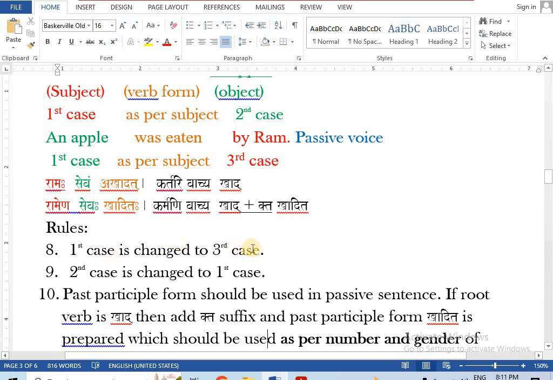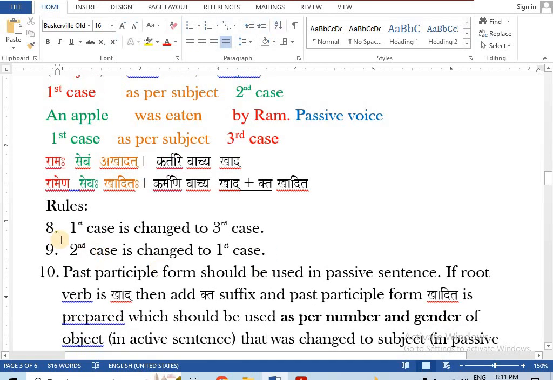See, in this rule, first case changed to third case, second case changed to first case, that we understood. It is for present and future tense. But look at this next rule. Here I wrote the rules as 1, 2, 3, 4, 5, 6, including all present, future and past. So numbering is like this: 1, 2, 3 up to 10. Don't get confused. Number 10 means the third rule of past tense. The past participle form should be used in a passive sentence, that I told you. Okay, this is the past participle.